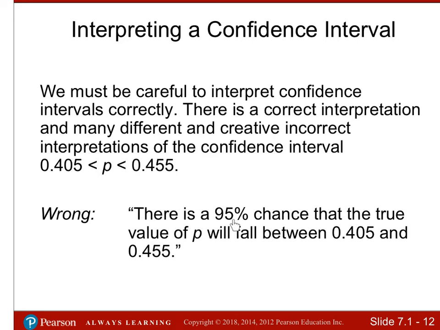All right? Now, here's a wrong way to say it. There is a 95% chance that the true value of P is between 40 and 45. It's a subtle difference, but it's not a chance. We're not expressing a probability here with a confidence interval. We're stating how confident we are, right?